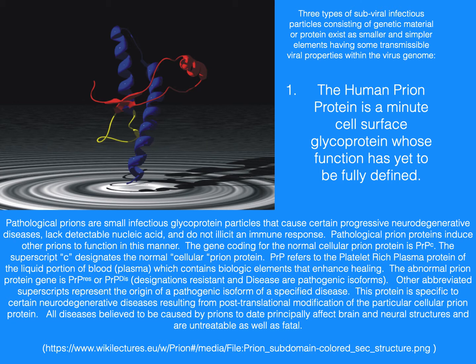The abnormal prion protein gene is PrP superscript Res or PrP superscript Dis. Designations resistant and disease are pathogenic isoforms. Other abbreviated superscripts represent the origin of a pathogenic isoform of a specific disease. This protein is specific to certain neurodegenerative diseases resulting from post-translational modification of the particular cellular prion protein.